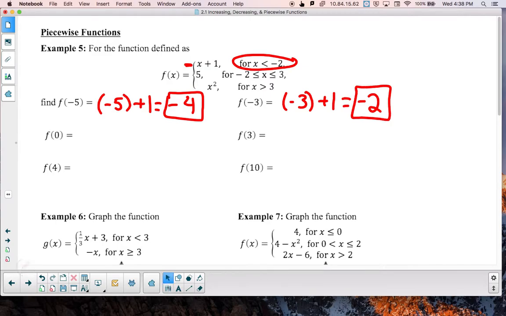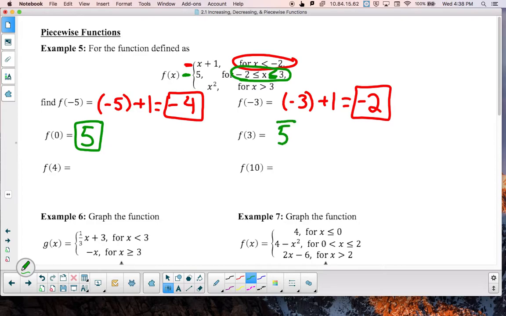But then 0 does not fall under the interval of being less than negative 2. It falls between negative 2 and 3. For all of those x values, we're going to use that f of x equals 5. So no matter what x value between negative 2 and 3, and including negative 2 and 3, our f of x is going to be 5. So f of 0 is 5. And again, since f of 3 is included in this, then f of 3 is also 5.